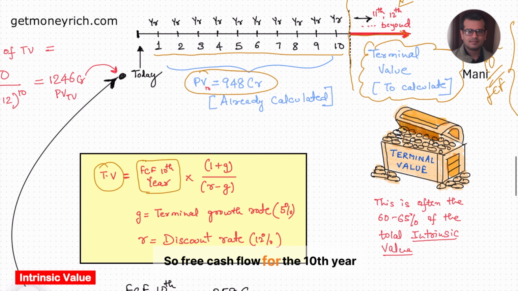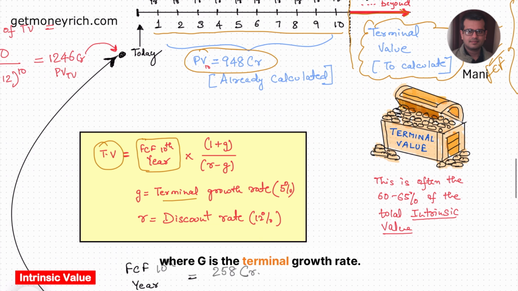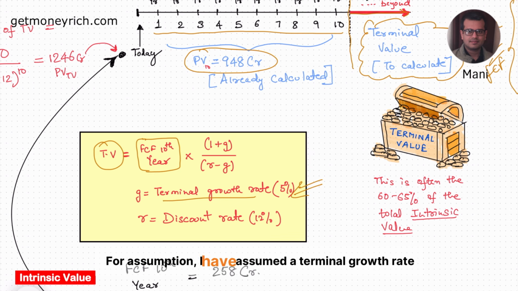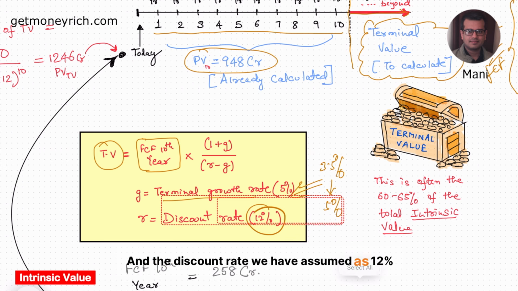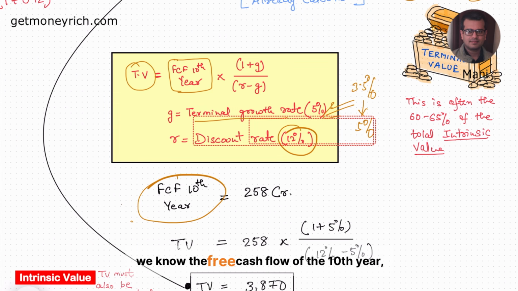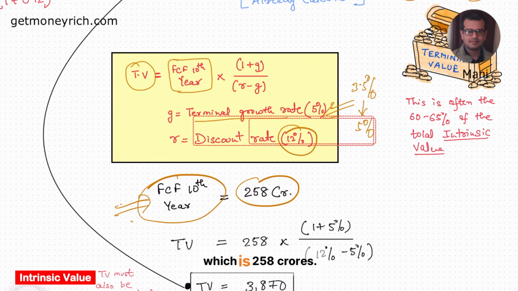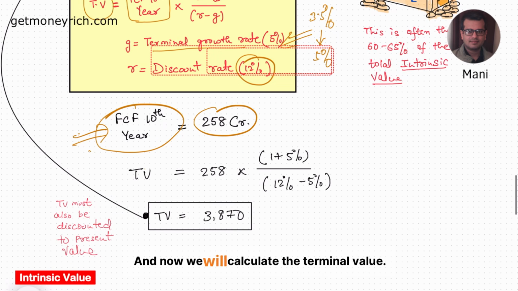So the formula is free cash flow for the 10th year into 1 plus G divided by R minus G, where G is the terminal growth rate. For assumption, I have assumed a terminal growth rate of 5%. My suggestion is your value should be between 3 to 5%. And the discount rate we have assumed as 12%, so we will keep it as it is. So now we know the free cash flow of the 10th year, which is 258 crores. And now we will calculate the terminal value.